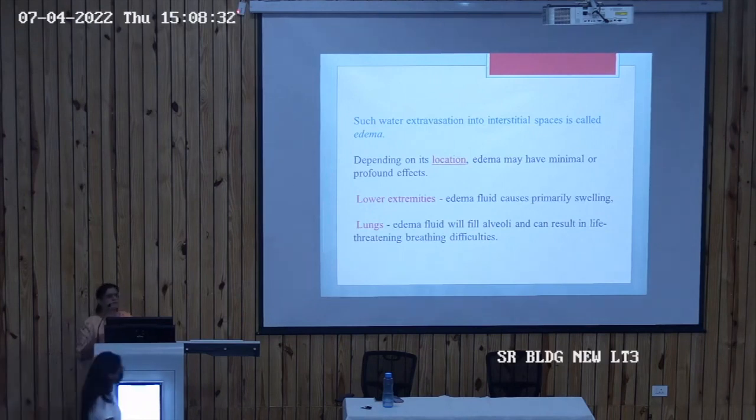Depending on its location, the edema can have little effect or it can have a profound effect. Edema can occur in the lower extremities, which is very common and is mostly a dependent edema. Edema can occur in the lungs, where it will fill the alveoli and can result in life-threatening breathing difficulties.